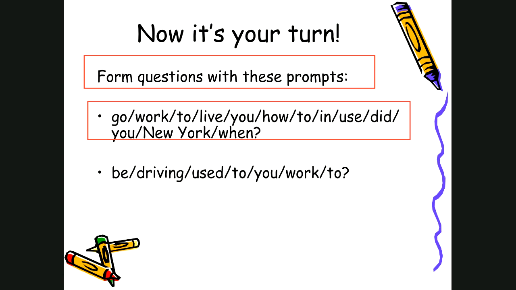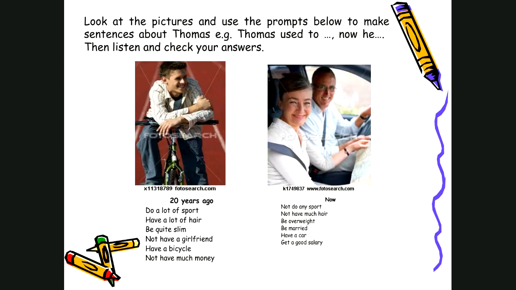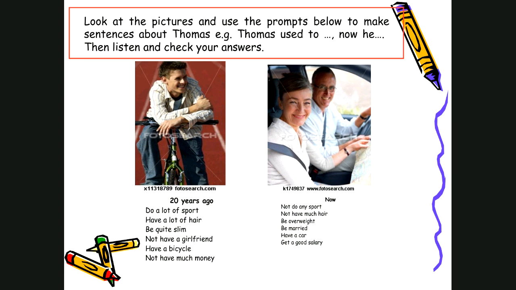Okay, and now taking into account the picture and the words, the information you have over there, I want you to create sentences about Thomas. Example: Thomas used to, but now he. Let's take a look at what we have. You have the two options here.